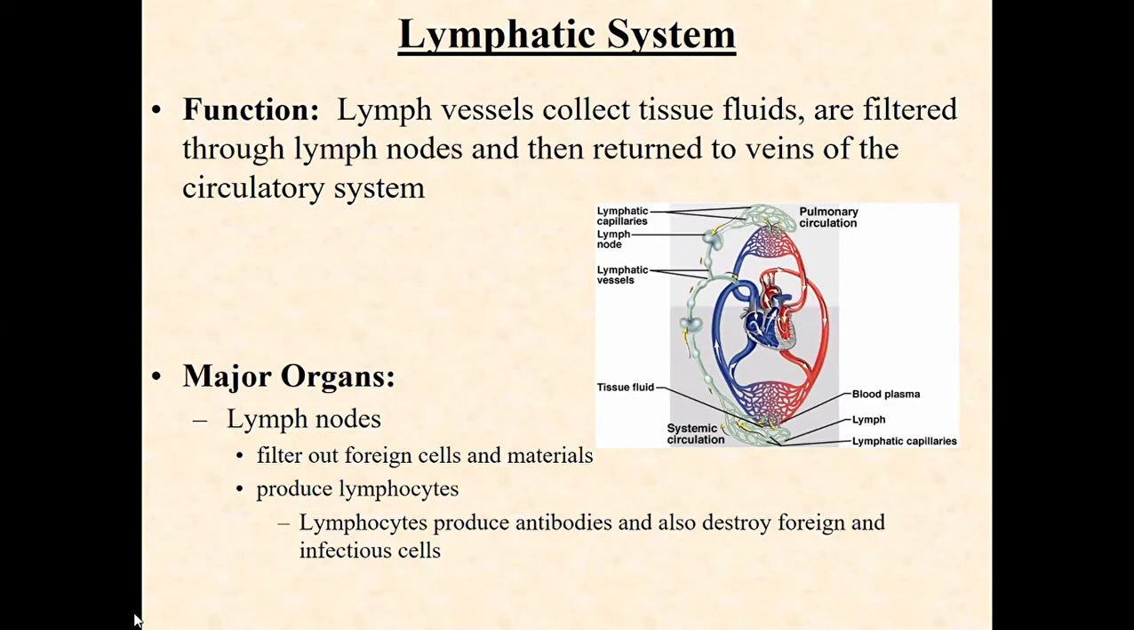Lymphatic system. Lymph vessels collect tissue fluids, which are filtered through lymph nodes and then return to veins of the circulatory system. Major organs include lymph nodes, which filter out foreign cells and materials. They produce lymphocytes. Lymphocytes produce antibodies and also destroy foreign and infectious cells. So this is just a depiction of the ins and outs of this lymphatic system and how it works together.